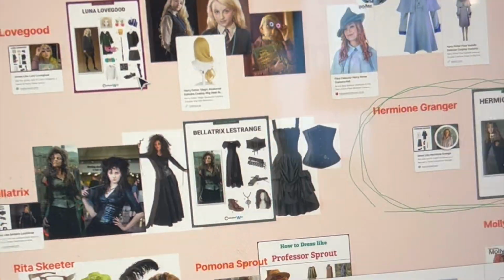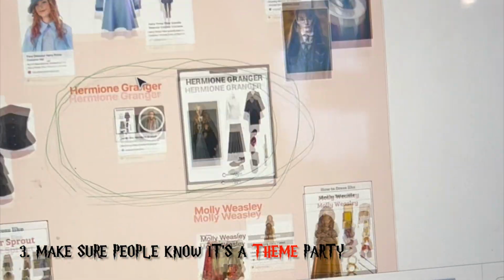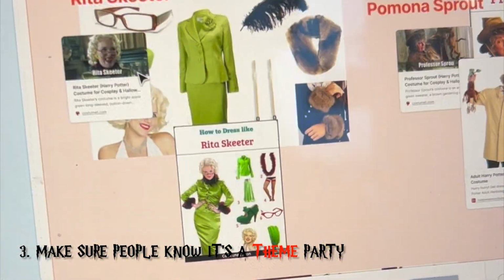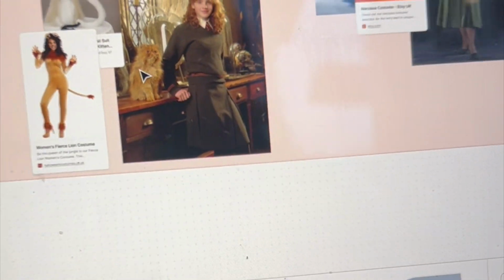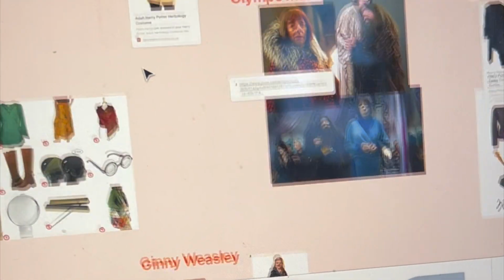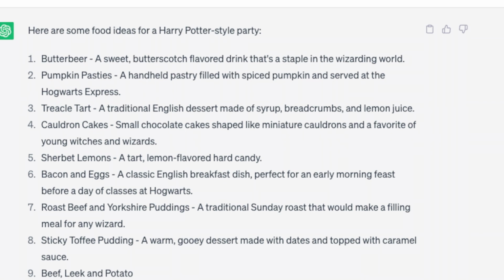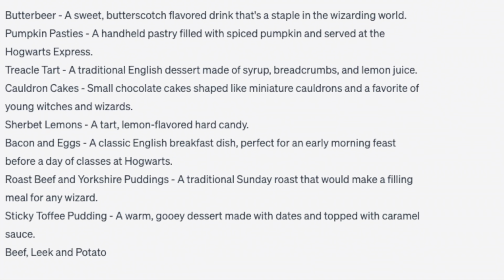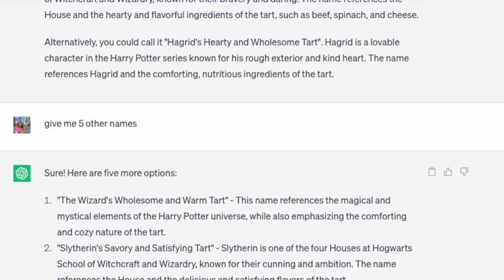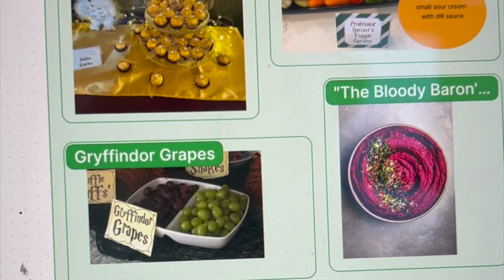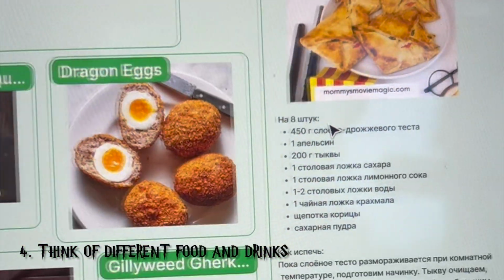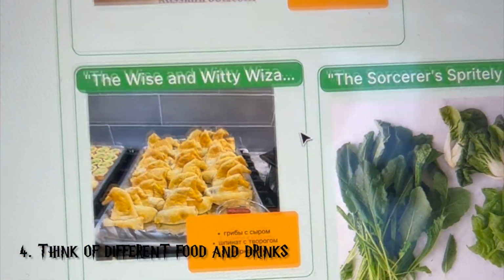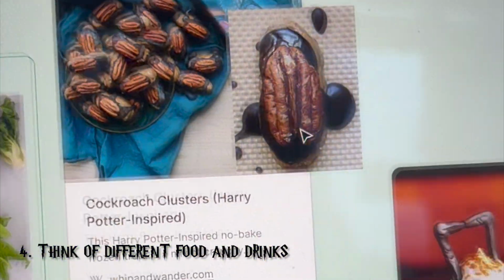I also went ahead and found female and male characters and came up with different costumes and outfits so that I can share with my friends, so that it will be easier for them to come up with ideas of what to wear. Obviously, people want to eat, so I had to come up with ideas, and I used ChatGPT for this purpose. It came up with some funny ideas for the names for my different dishes that I'll show you later.